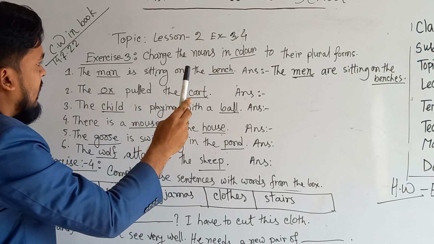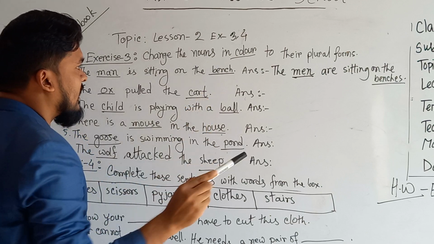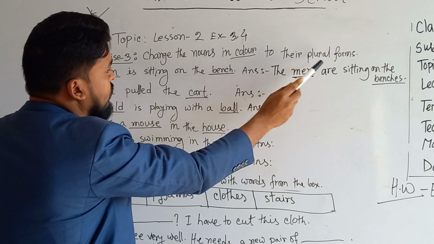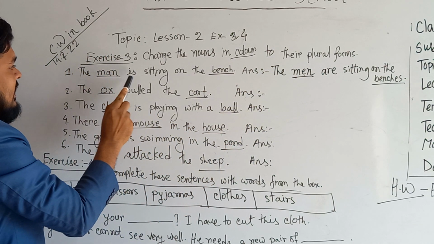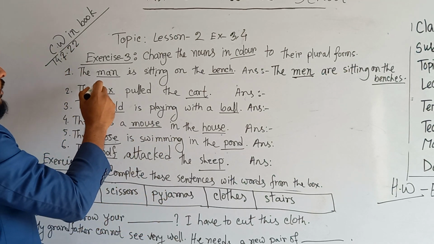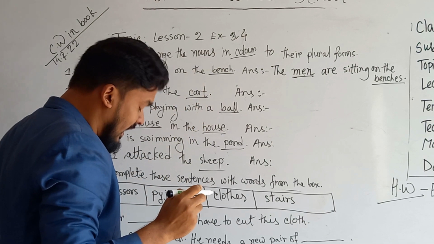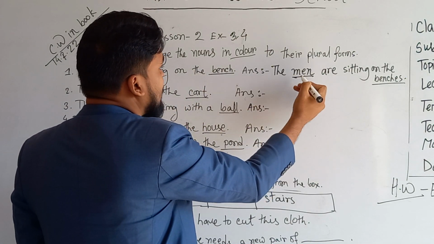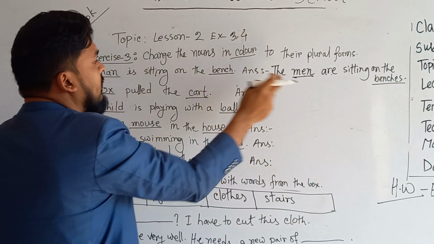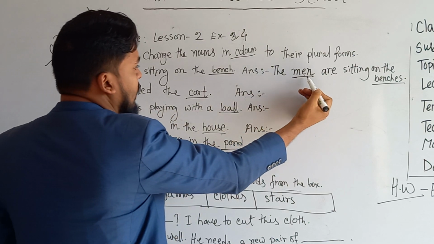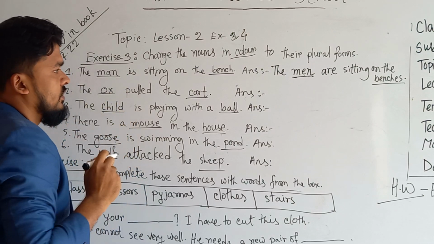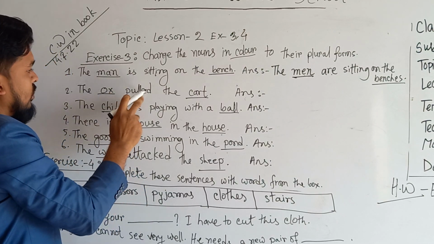Dear students, you will see the nouns in color in your book, but here I have underlined the nouns to change to their plural form. Okay, number 1, the man is sitting on the bench. In this line there are two nouns, the man and bench. Here the answer is man, men. The men are sitting on the benches. Man singular, men plural. Okay, the plural noun is taking are and the singular noun man is taking is.